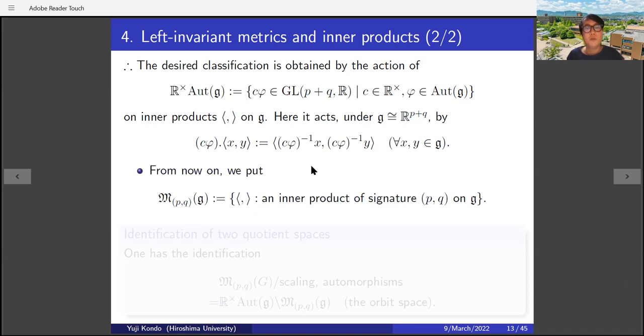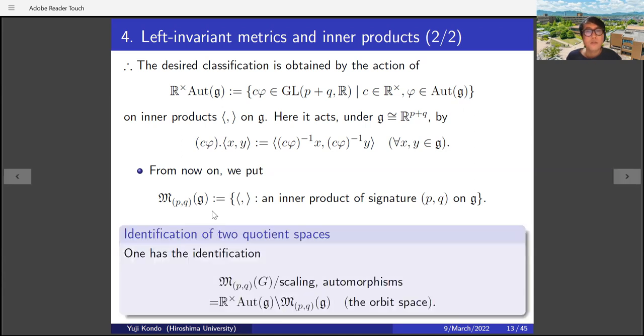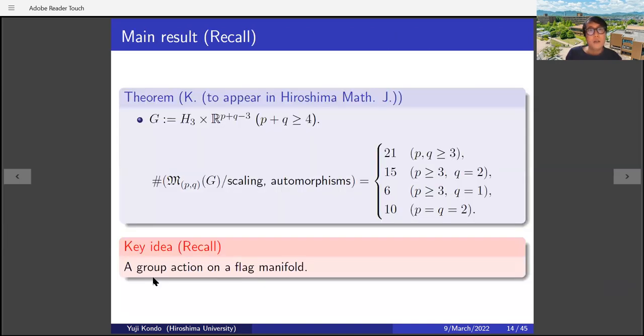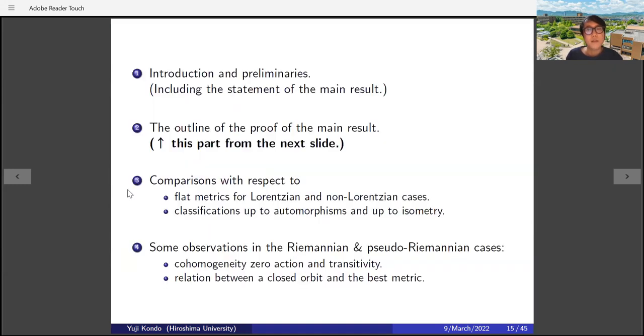So from now on, we are going to consider the space of inner products, and we put MPQ(g) as the set of inner products of signature (P, Q). So by the above arguments, we have an identification between MPQ(G) up to scaling and automorphisms, and the orbit space of the action of R^× Aut(g) on MPQ(g). This is the recall of the main theorem again. And from the next slide, let's move on to the second part.